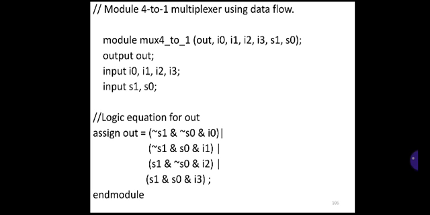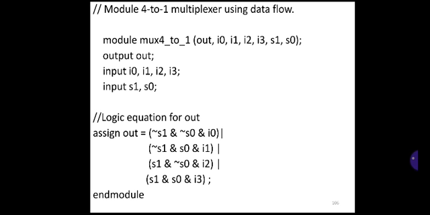The declaration part is going to be the same. Module mux4to1 with the list of ports out, I0, I1, I2, I3, S1, S0. Separate them and declare which is output and which is input. Output is out, inputs are I0, I1, I2, I3, and again input S1 and S0. Now instead of instantiation, as we did in gate level modeling, in data flow modeling we are going to use operators. Assign is the keyword that is used.